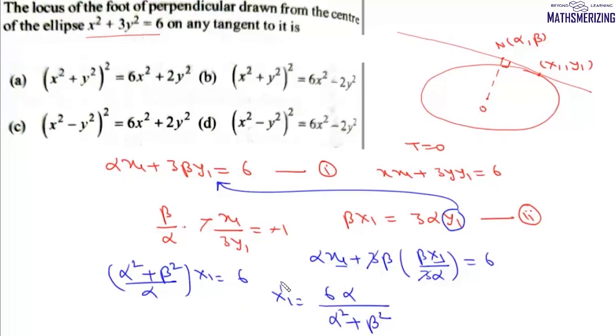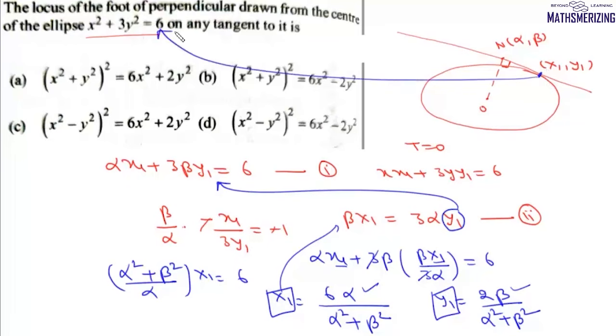Now once we have x1, we can find y1. So we'll put the value of x1. We'll get y1 as, now here 6 alpha and 3 alpha will cancel, we'll get 2. So it'll be 2 beta upon alpha square plus beta square. So now we have x1 and we also have y1. Now we need to find the relationship between alpha and beta. So we know that this (x1, y1) will satisfy the equation of this ellipse because it lies on this ellipse.